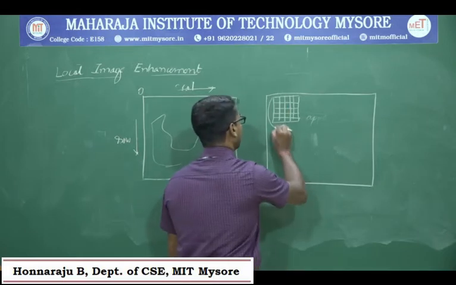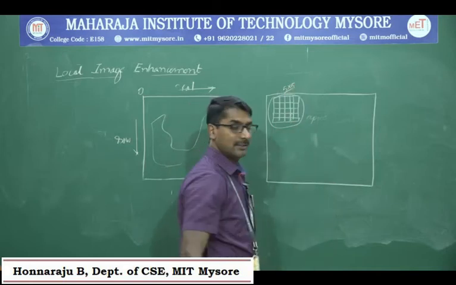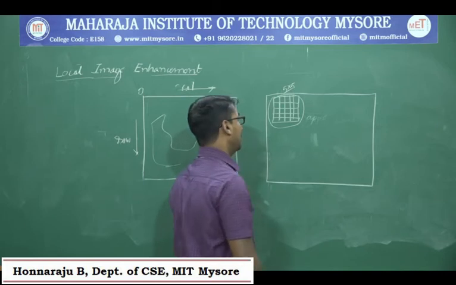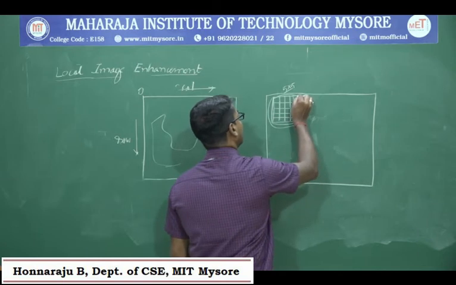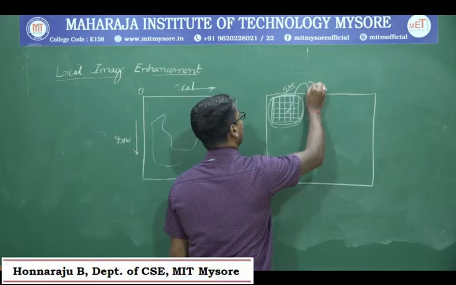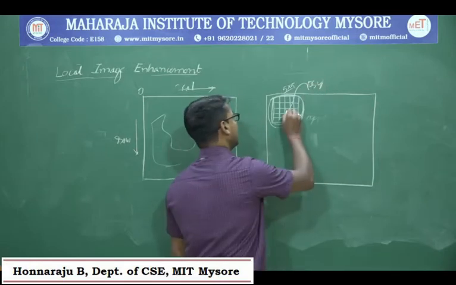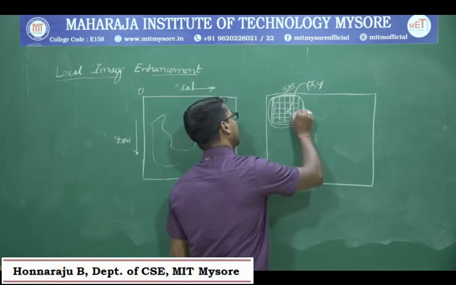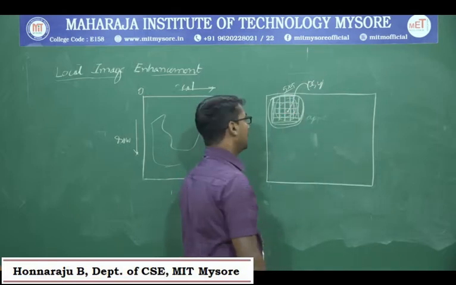The area size is 5 cross 5. Now, histogram matching or histogram equalization is performed on this region by considering the center pixel. Okay, this is the center pixel x comma y. Next, this pixel needs to be enhanced by considering the neighboring pixel values. So, by considering the neighboring pixel values, the center pixel will be enhanced.